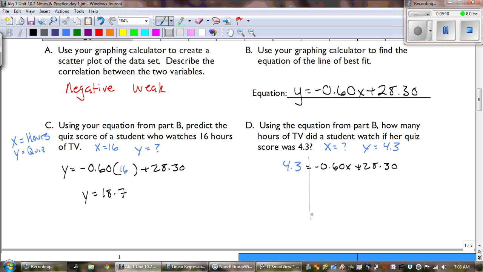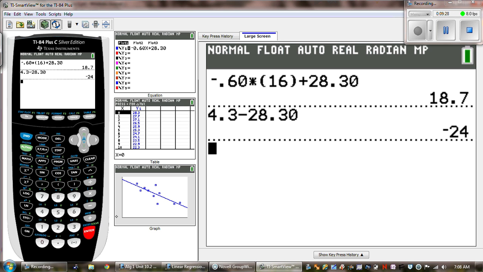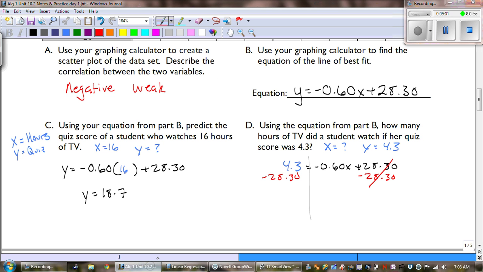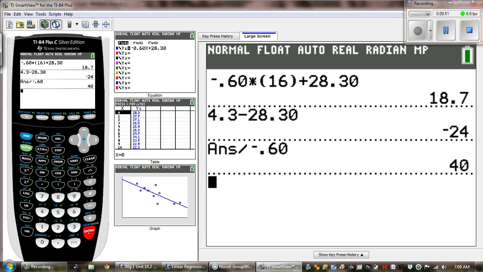Okay, and we would solve this using SADMAP, which means I've got to subtract the 28.30 to the other side. That cancels. So we've got 4.3 minus 28.30, and that gives us negative 24. So we've got negative 24 equals negative 0.60x. And guys, you should definitely know how to do this stuff by now, okay? So when I divide this by negative 0.60, we get 40.